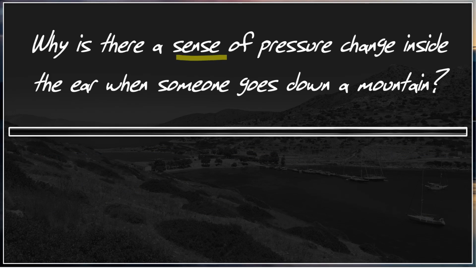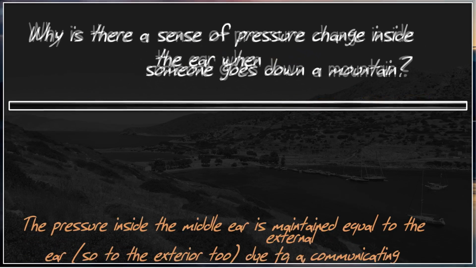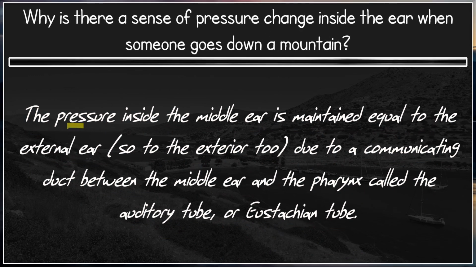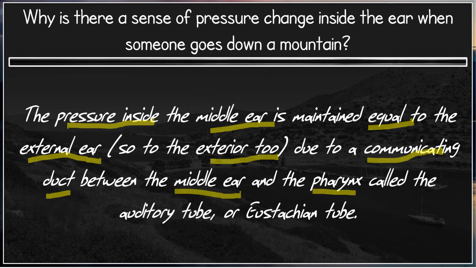Why is there a sense of pressure change inside the ear when someone goes down a mountain? The pressure inside the middle ear is maintained equal to the external ear, so to the exterior too, due to the communicating duct between the middle ear and the pharynx called the auditory tube or the eustachian tube.